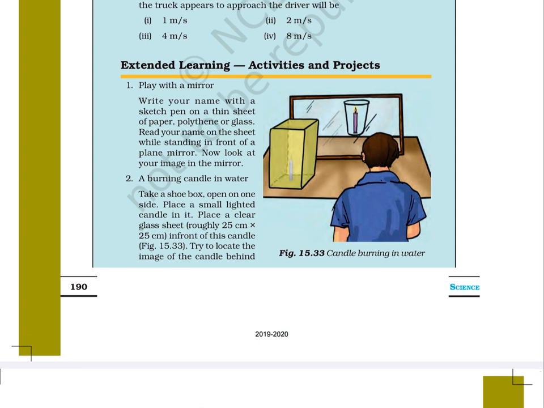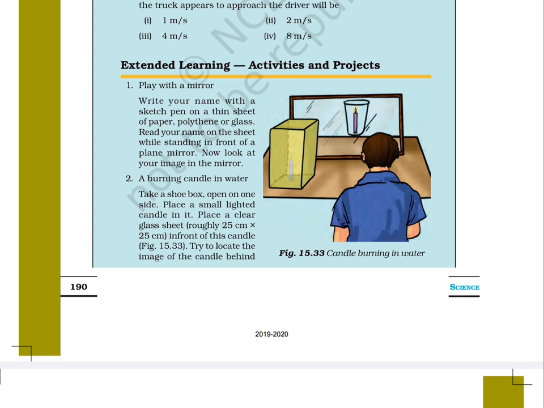Extended learning activities and projects. 1. Play with a mirror. Write your name with a sketch pen on a thin sheet of paper, polythene or glass. Read your name on the sheet while standing in front of a plane mirror. Now, observe your image in the mirror.